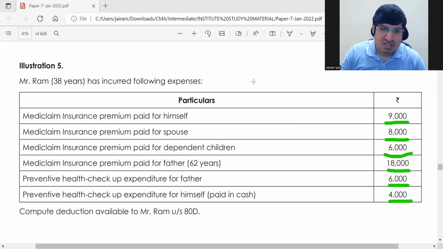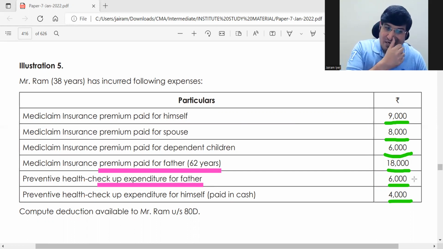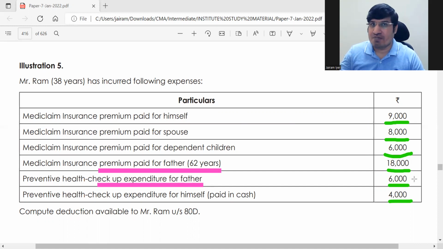Will take all this. Next is mediclaim for father. Now this is in point 2, senior citizen, okay, 18,000. And then you have what? Preventive health checkup expenditure for father, okay, 6,000. ये क्या है? This is the preventive health checkup, for which you can get a maximum of 5,000 for the total of all heads. ठीक है, इसका individual maximum limit for preventive health checkup is 5,000.